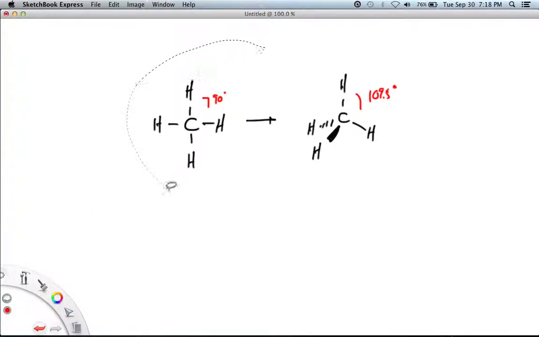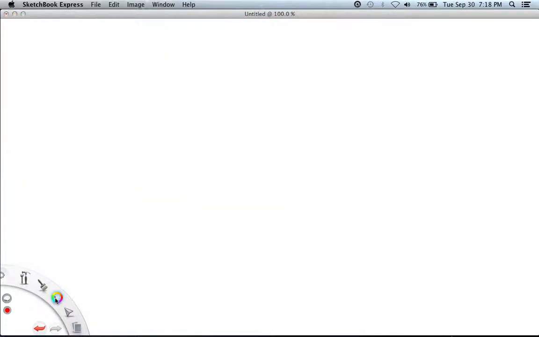When it does that, instead of those all being s orbitals or p orbitals, we generate an sp3 orbital. That is 1 s plus 3 p orbitals.